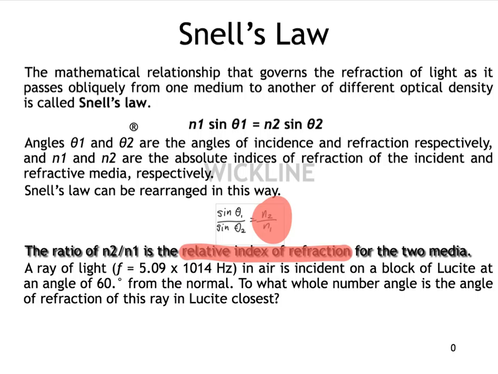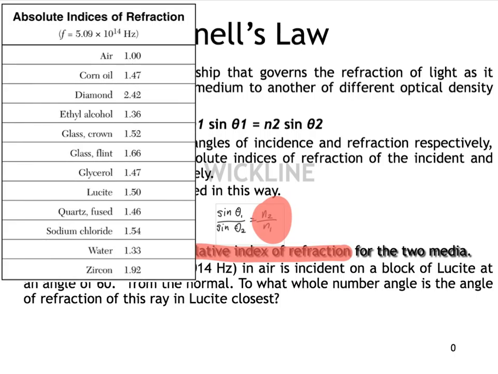Let's do an example. We have a ray of light in air. It's incident on a block of lucite at an angle of 60 degrees from the normal. To what whole number angle is the angle of refraction? We are going to use Snell's law and our absolute indices of refraction because we need the index for lucite and for air, both of which were mentioned in the question. There's air and there's lucite. Here's Snell's law, and we are asked to find the angle of refraction of the ray in lucite, so that is going to be theta 2. Eventually we need to end up with theta 2 as our answer.